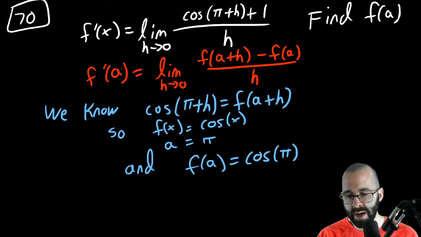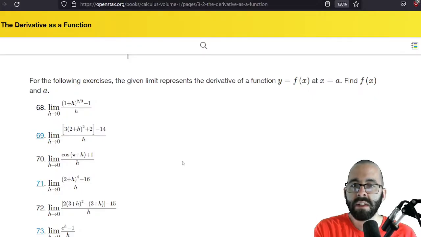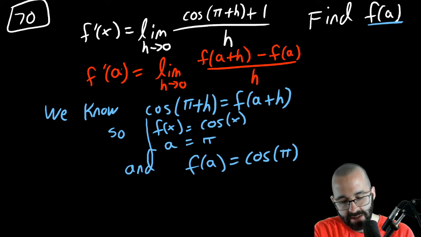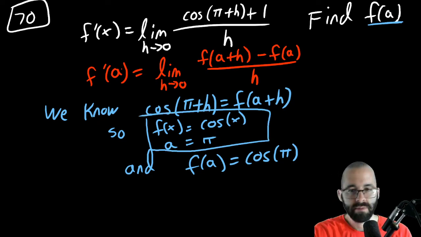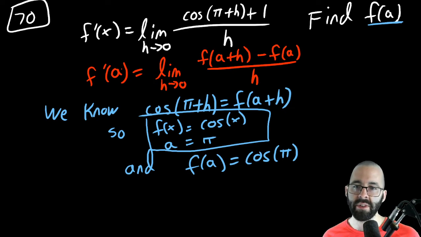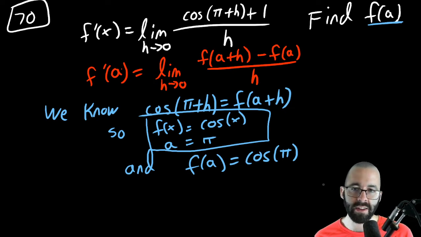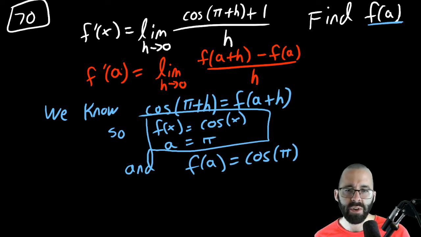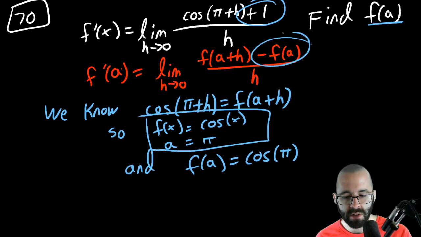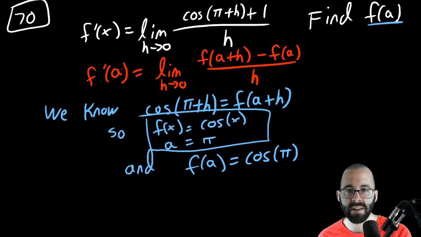I want to reread the problem, make sure that we're answering it correctly. Find f of x and a. Oh, okay. So it didn't necessarily want f of a. It did want f of x and a like this. The function is cosine. That's the function we're taking the derivative of. The point that we're taking the derivative of is at pi. And we should be able to check our answer.